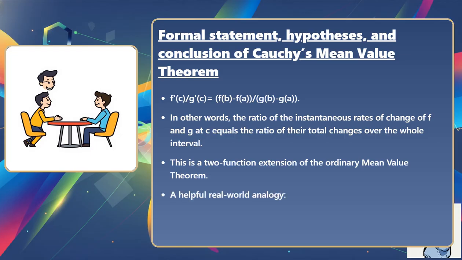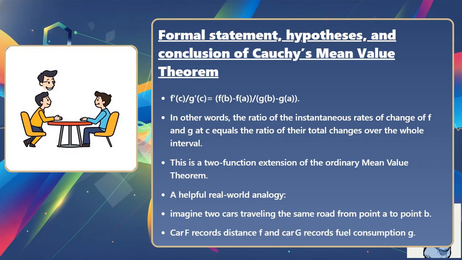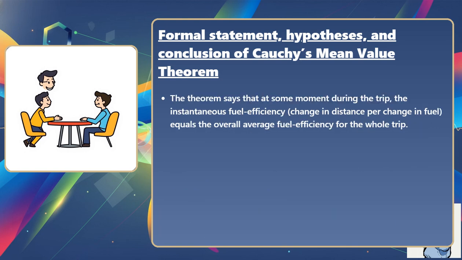A helpful real-world analogy. Imagine two cars traveling the same road from point A to point B. Car F records distance f, and car G records fuel consumption g. The theorem says that at some moment during the trip, the instantaneous fuel efficiency, change in distance per change in fuel, equals the overall average fuel efficiency for the whole trip.